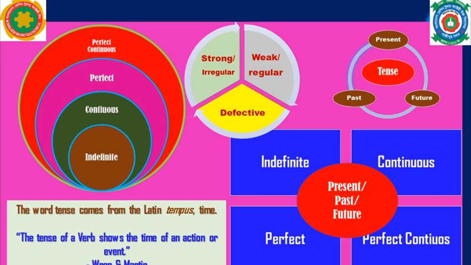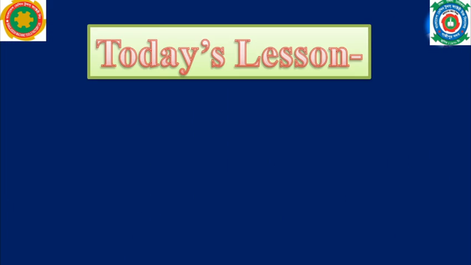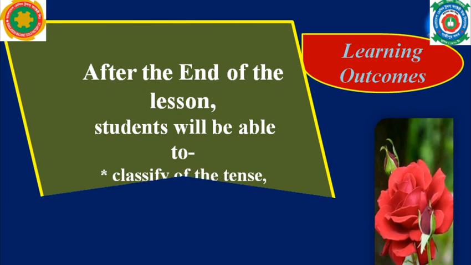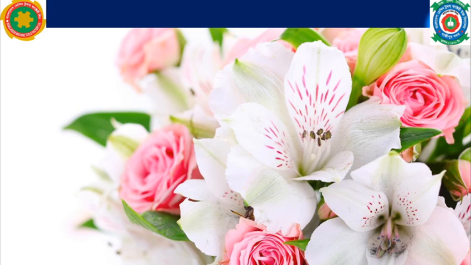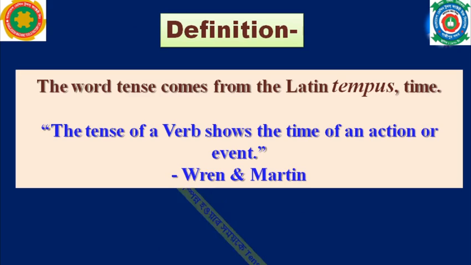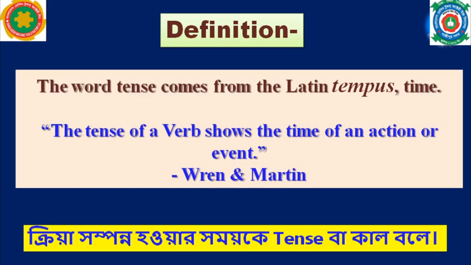So what is tense? According to Wren and Martin, the tense of a verb shows the time of an action or event. That means tense is related with time and action, right? So today's lesson is about tense and its classification. The term tense comes from the Latin tempus, that's time, right?